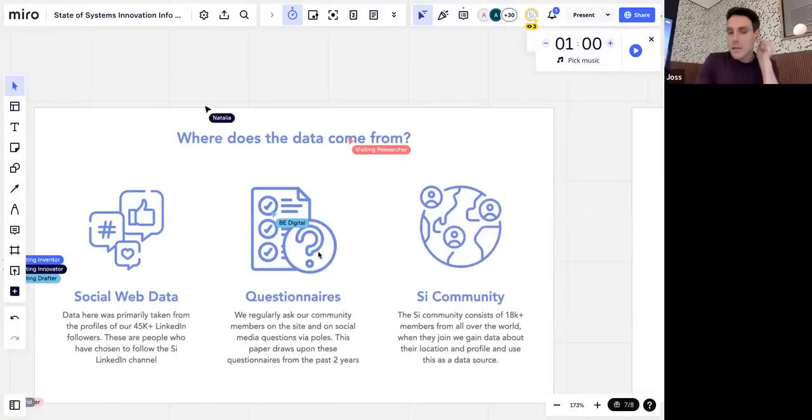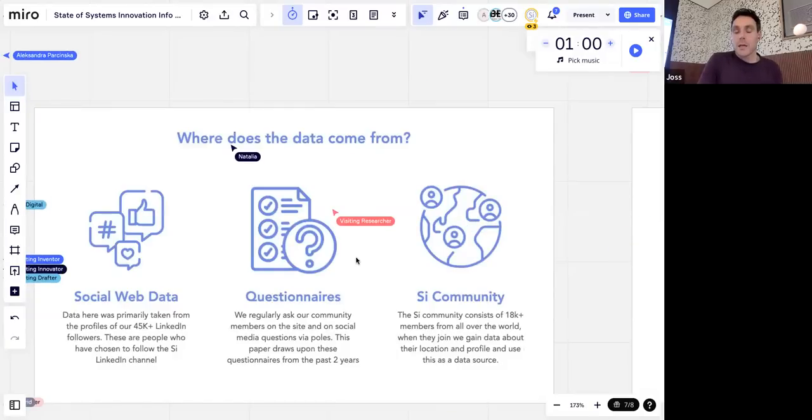Where does the data come from? Part of the reason we did this is because we're uniquely positioned at SI to gain quite a bit of data. We're a website, and a lot of things on the back end is Google Analytics, which means we're able to capture a lot of the data. And we're quite a large community, 18,000, 19,000 members. And of course, we're called Systems Innovation, which means people are coming there specifically for this. We also have quite a large social presence on the social web, like 150,000 followers or so.